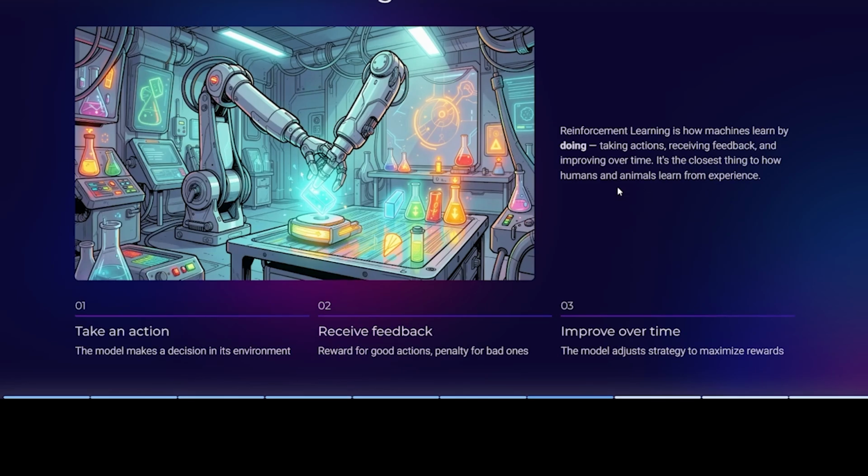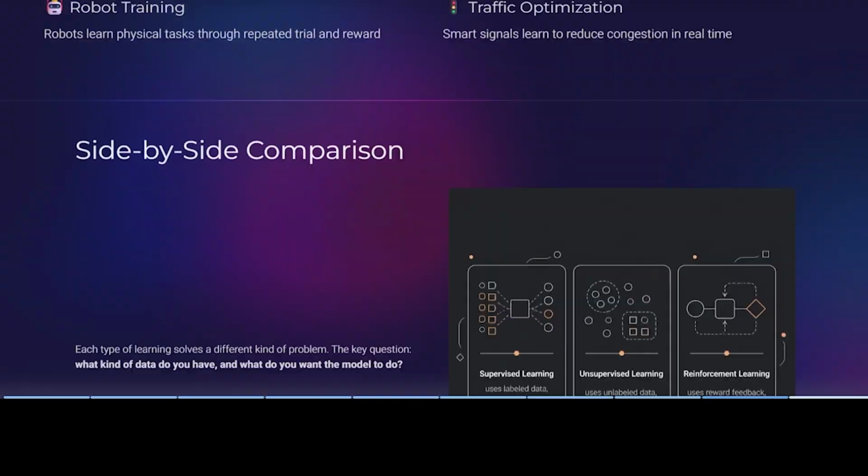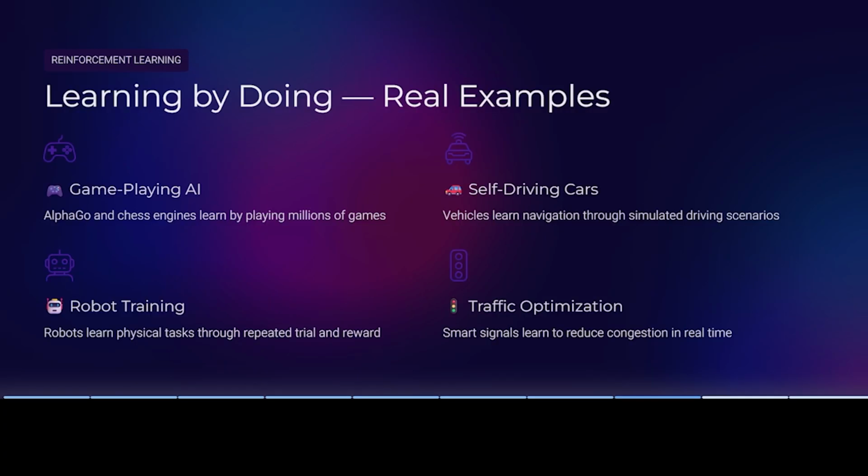So this is how reinforcement learning works. It takes an action and receives feedback, okay? Reward for good actions, penalty for bad ones, and then it improves over time. So it will be improving with the next step, okay? This is how it works, okay? Next we are going to see the real world examples of reinforcement learning, okay?